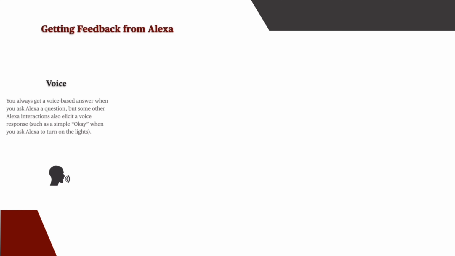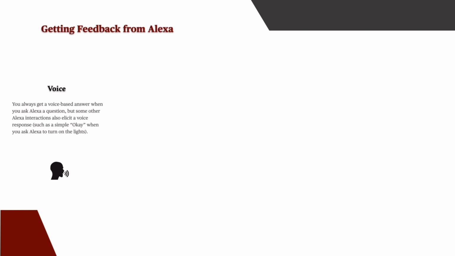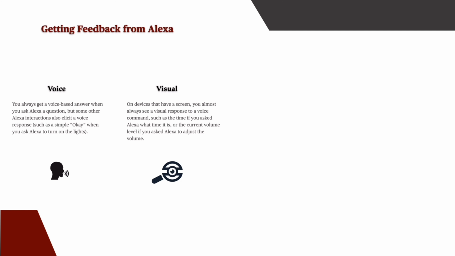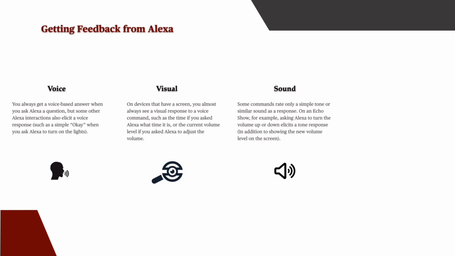These are: Voice. You always get a voice-based answer when you ask Alexa a question, but some other Alexa interactions also elicit a voice response. Visual. On devices that have a screen, you almost always see a visual response to a voice command, such as the time if you asked Alexa what time it is, or the current volume level if you asked Alexa to adjust the volume. Sound. Some commands rate only a simple tone or similar sound as a response. On an Echo Show, for example, asking Alexa to turn the volume up or down elicits a tone response.